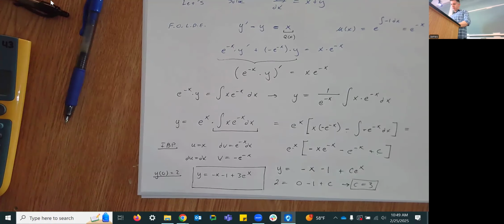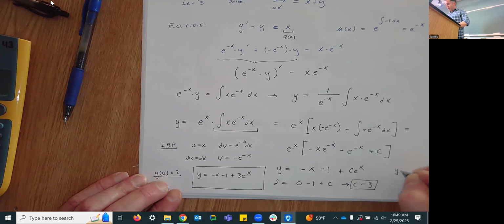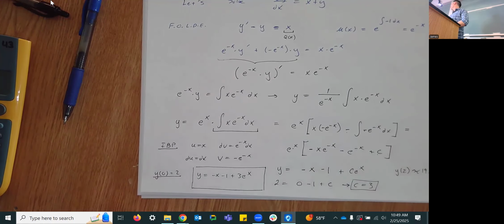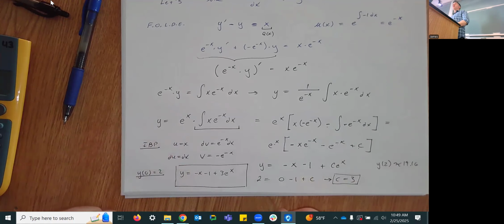Okay, so that is approximately not great. So here we're getting that y of 2 is approximately 19.16. So our estimate of 12 point something, not great, but it's what we got.